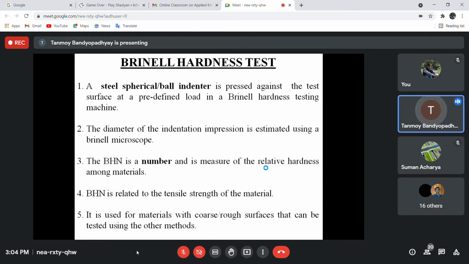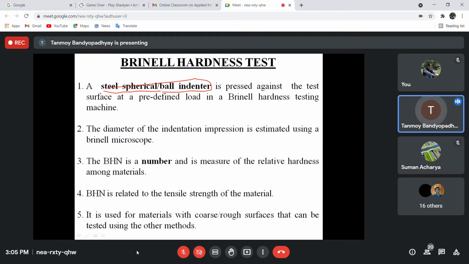Okay, so now coming to the Brinell hardness test. This is a specific test. I told you that I have to keep two things constant. The first thing is the indenter type. We use a steel ball indenter, either a steel spherical indenter or a ball indenter. The steel ball indenter is placed against the test surface at a predefined load. We'll come to the load later. Based on a predefined load, we apply the load on the specimen.